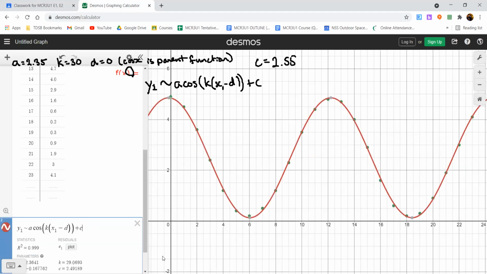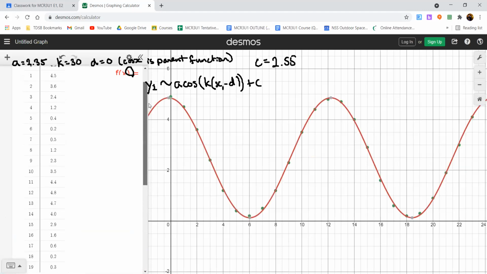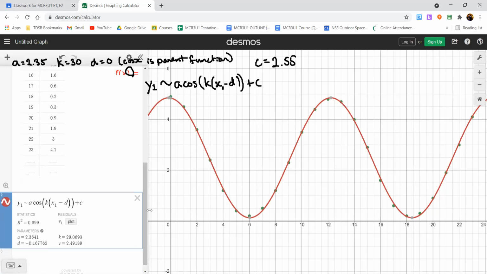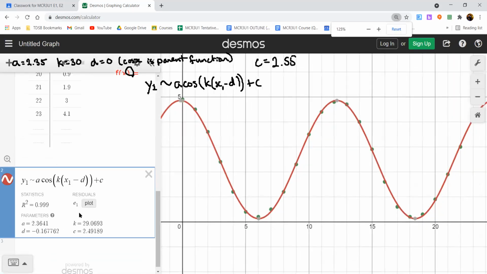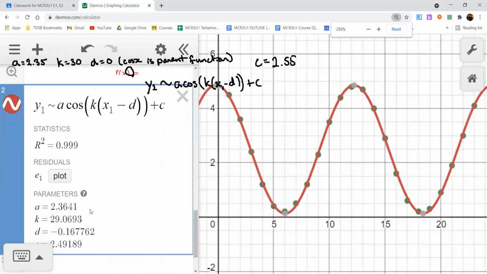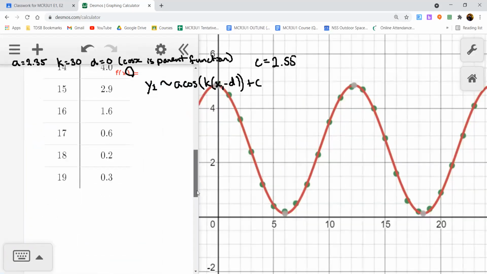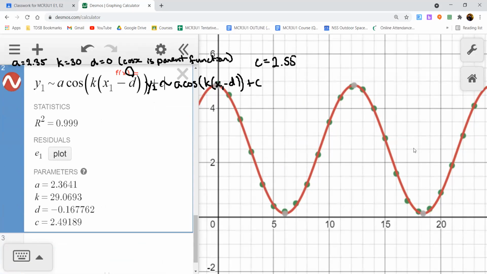It automatically matches all the x values that you see in the chart here to all the y values that you see in the chart here, and it gives you the equation. What equation is it? Take a look at these parameters. I'm going to zoom in. Right there. The parameters state that if I want to have an equation, my a value would be 2.36, k is 29.063, and you get the point.